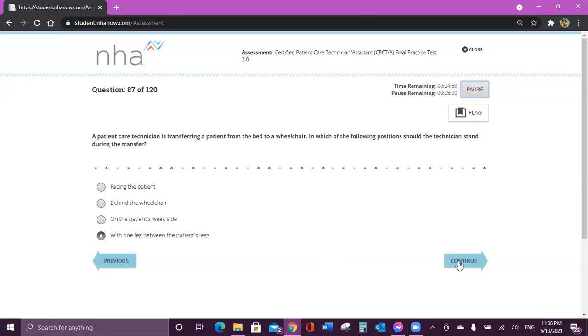A patient care technician is transferring a patient from the bed to the wheelchair. In which of the following positions should the technician stand during the transfer? Stand behind the wheelchair, on the patient's weak side, with one leg between the patient's legs.